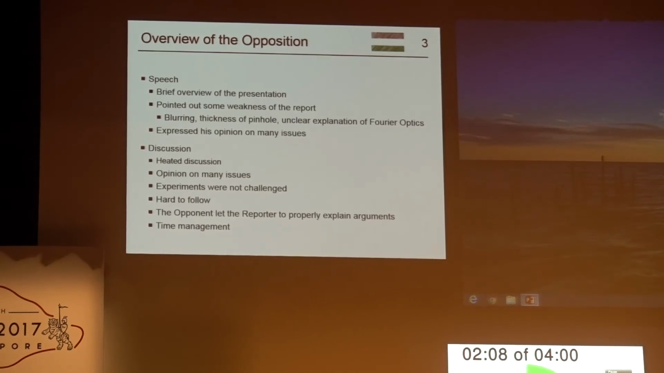And about the discussion, it was a heated discussion, and in some places it was hard to follow, I must admit. But the opinions were presented in both parts, which is great.